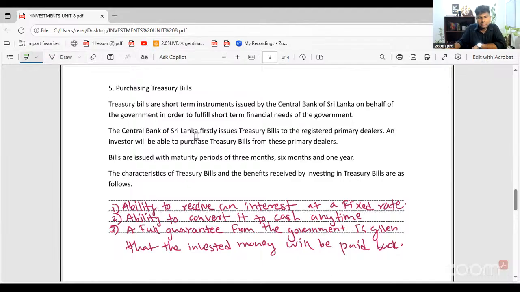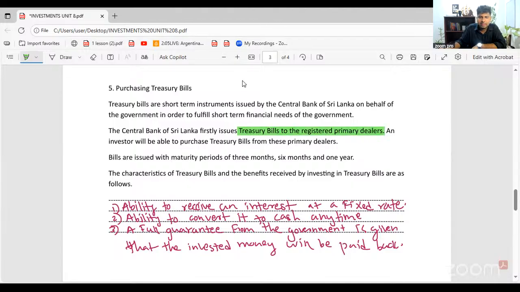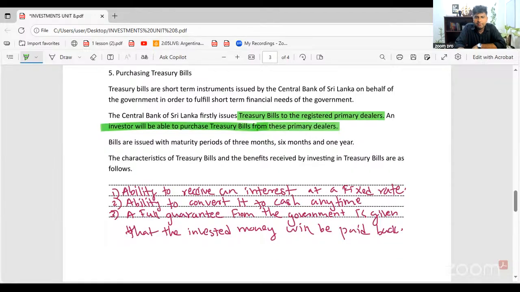Central bank first issue treasury bills to the primary dealers, and investor will be able to purchase treasury bills from these primary dealers. Sometimes these primary dealers are banks. Write down this. So shall we do these questions finally?